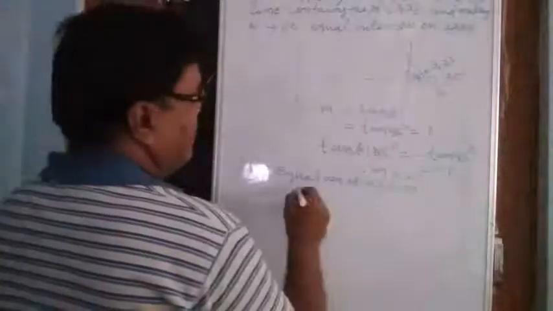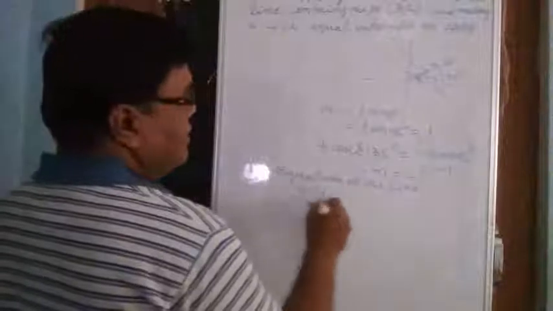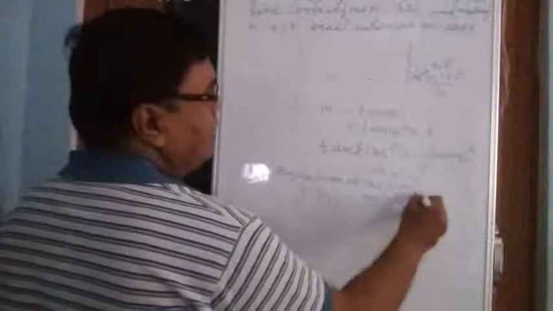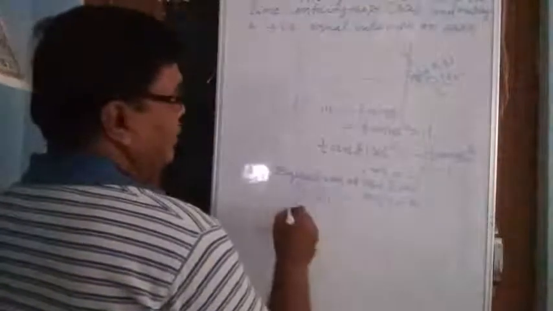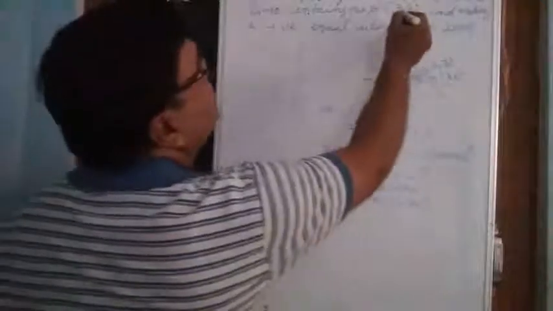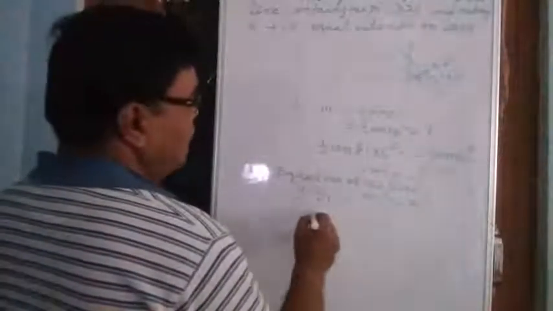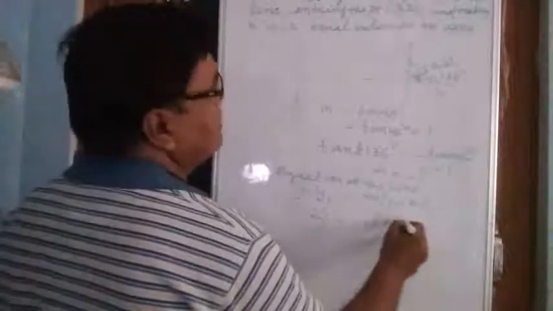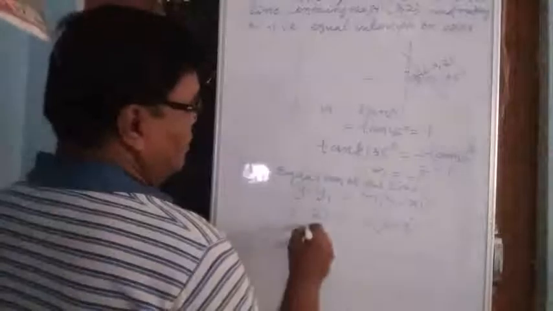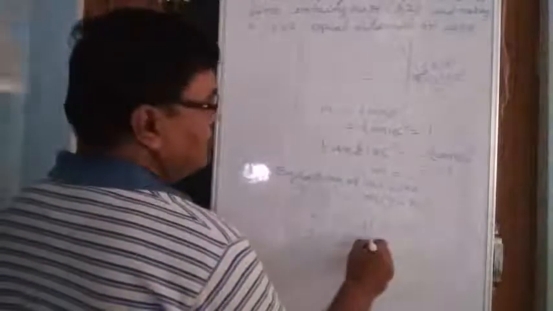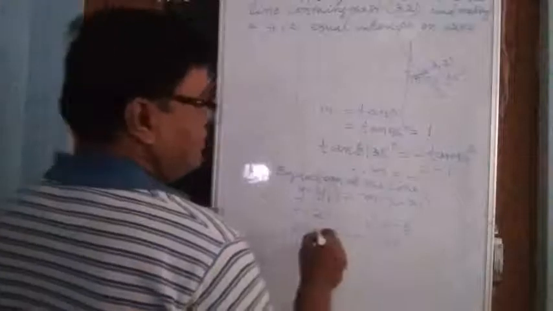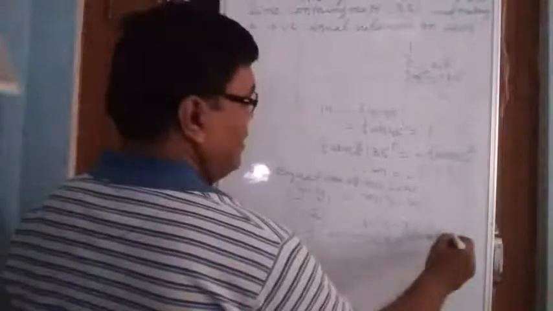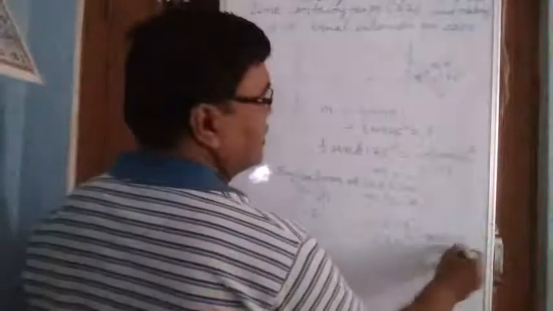Therefore the equation of the line is y minus y1 equal to m into x minus x1. Putting the point (3, 2) and m equal to minus 1, we get y minus 2 equal to minus 1 into x minus 3, so y minus 2 equals minus x plus 3. The equation of the line is x plus y equal to 5. This is your answer.